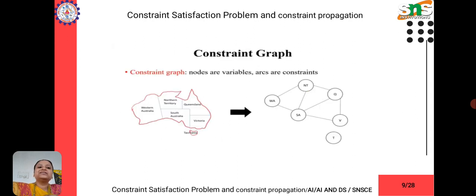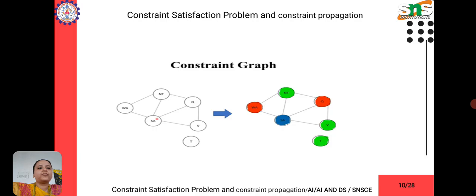So, what is a constraint graph? A constraint graph is nothing but the nodes are variables and the arcs are constraints. So, when you convert a continent or its representation into arcs or some kind of mapping, it is called a constraint graph format. In that constraint graph format also you follow the same thing: when you are coloring the different constraint graphs, the adjacent nodes should not be of the same color.